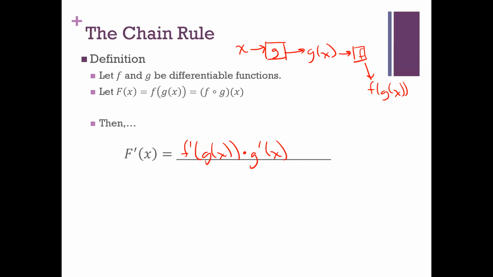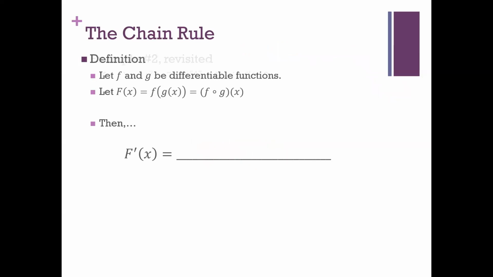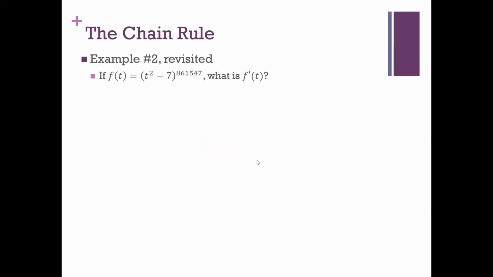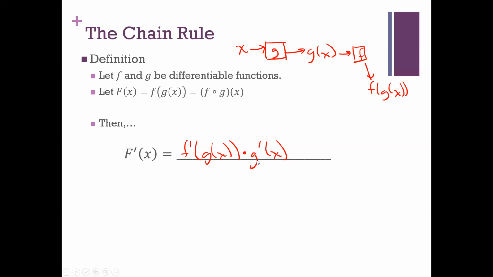So this thing right here is called the chain rule. This allows me to think of functions as composites of smaller functions and deal with their derivatives that way. Any questions there?